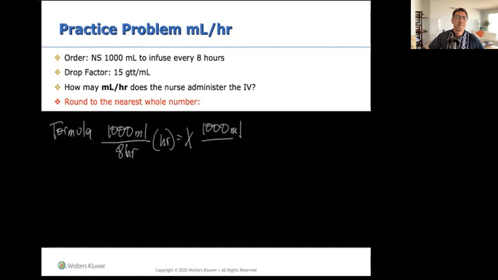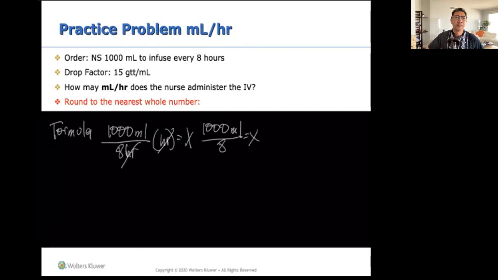So 1,000 over 8 will give me 125 mLs per hour. Well, I can also do this the other way around, the other one, ratio and proportion, the algebraic way.